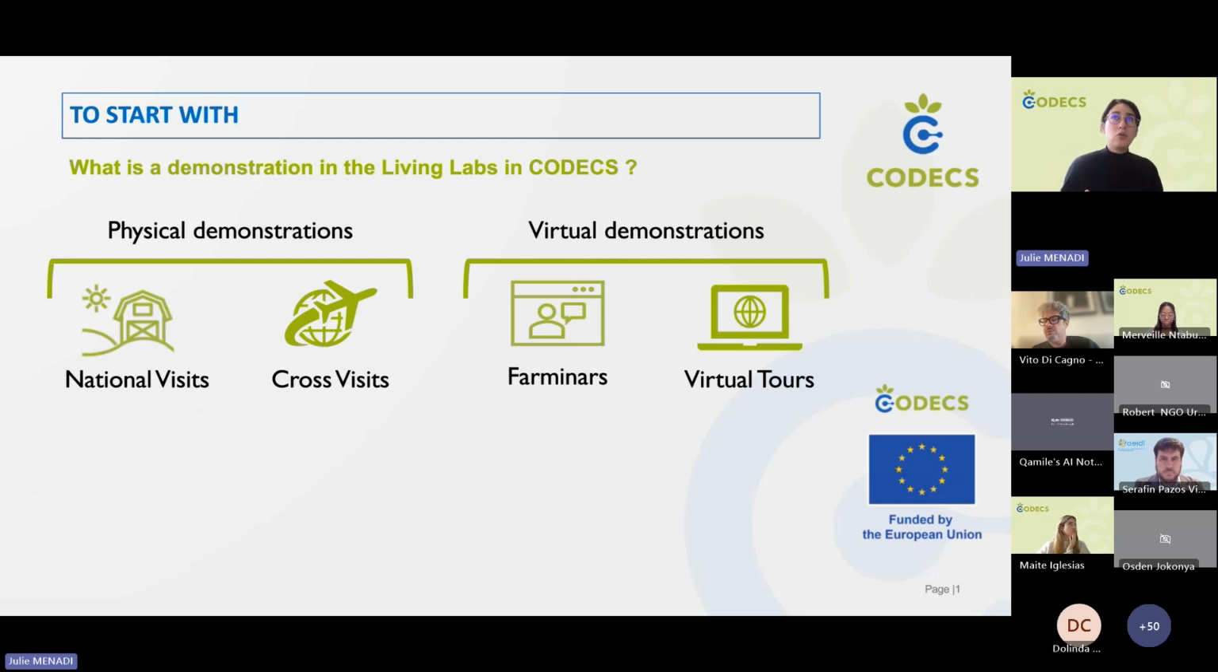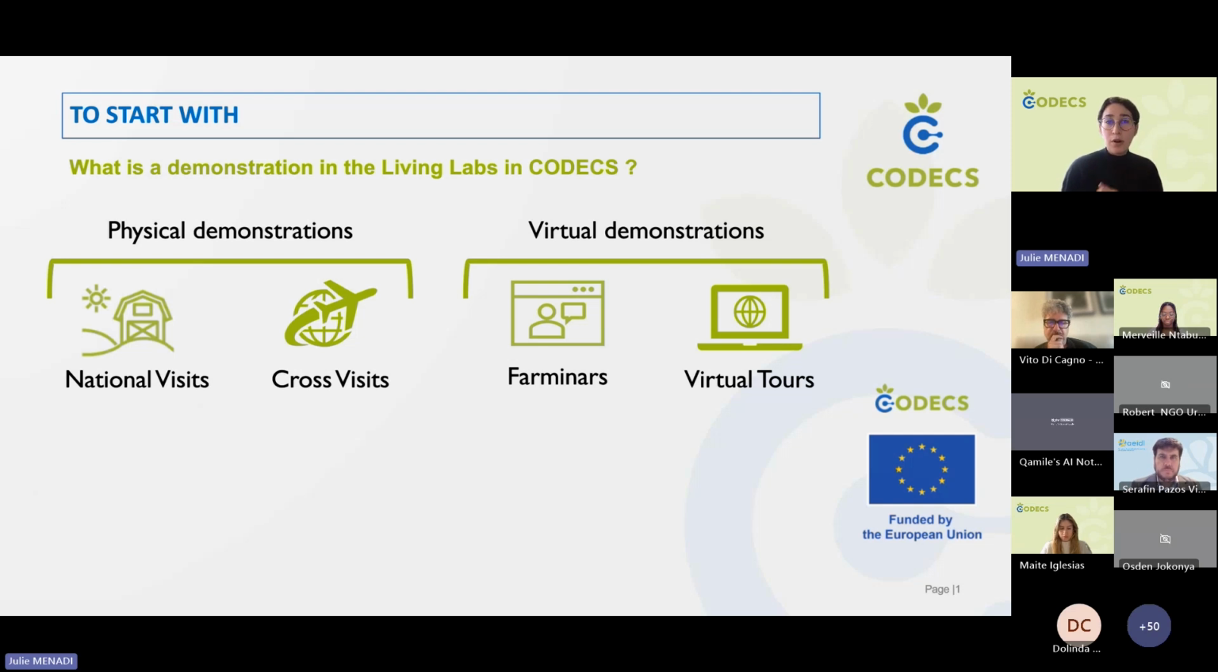Then we have the virtual demonstrations, and these are new ways of demonstrations we are experimenting in Codex. So we have the Farminars. It's, as you can guess, the contraction between farm and webinar. The goal is to have a virtual meeting like the one we're having right now, and to showcase the technology with a lot of different formats. It can be videos, photos, sharing some opinions from experts, having roundtables, trying to have all the different tools to make this demonstration as immersive as possible.